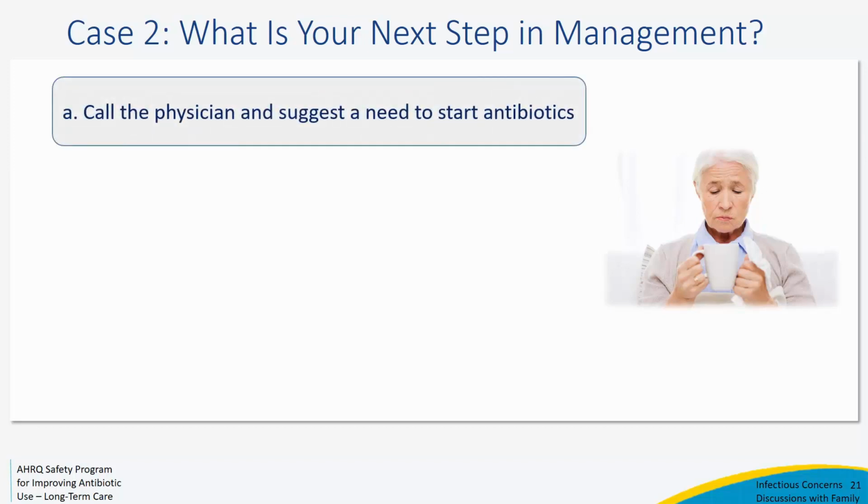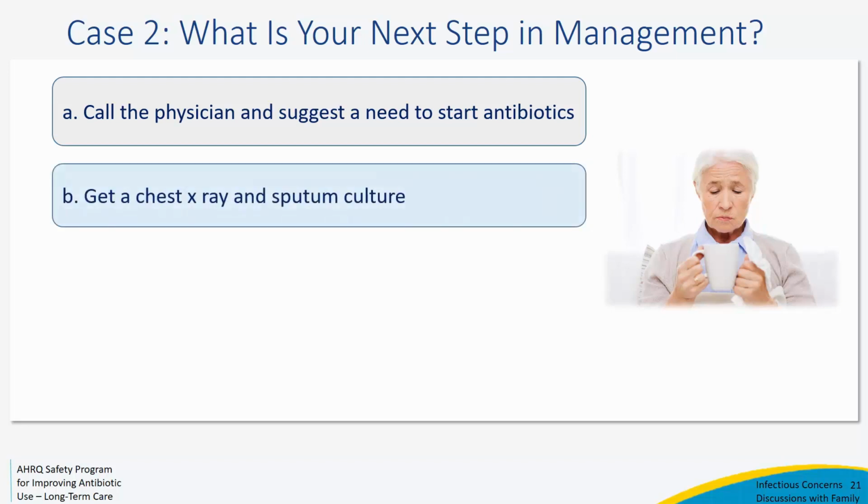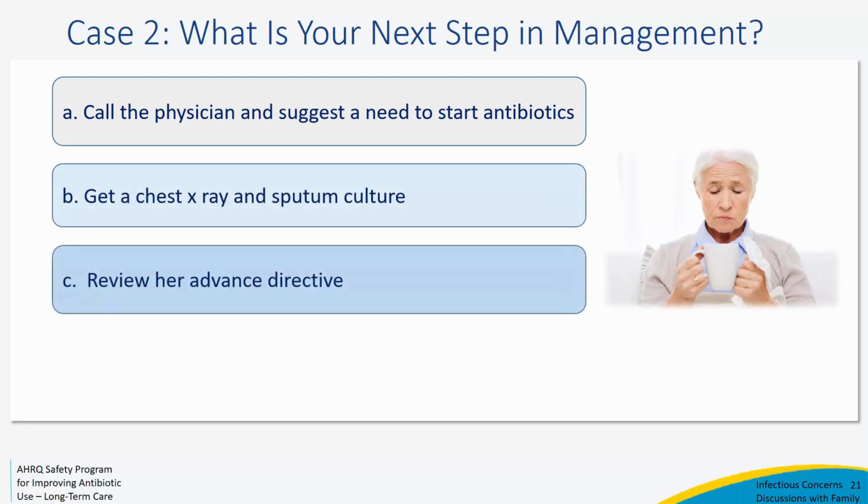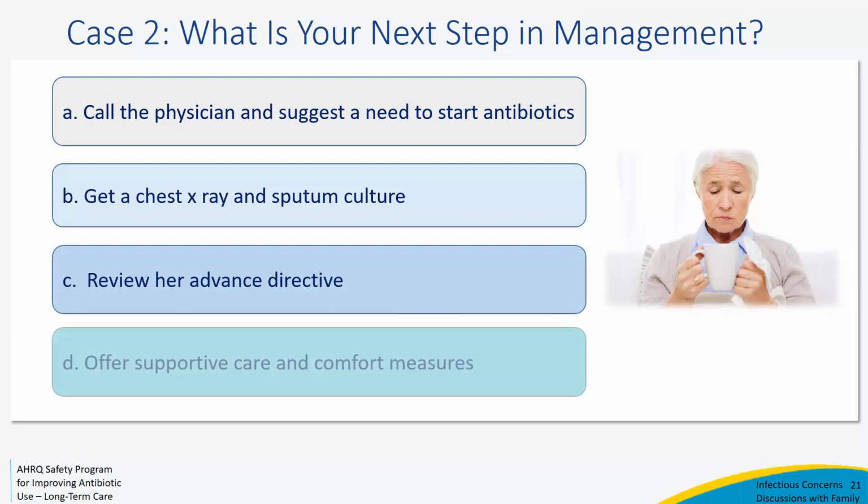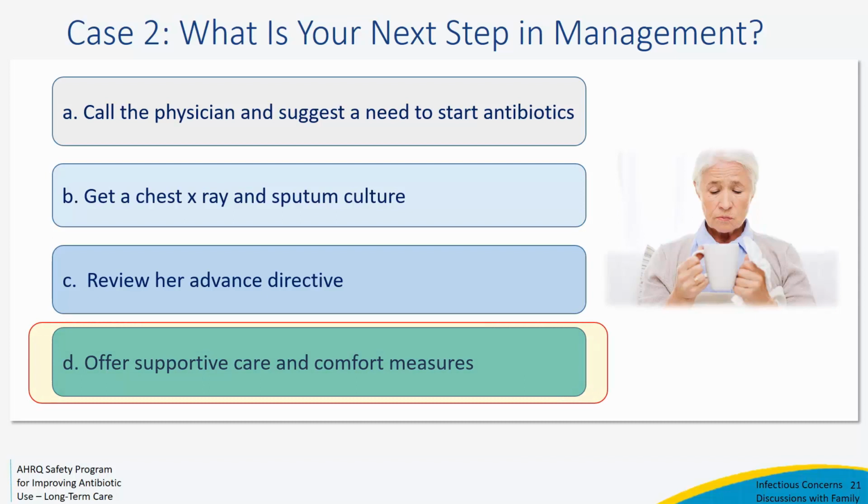Call the physician and suggest a need to start antibiotics. Get a chest x-ray and sputum culture. Review her advance directive. Offer supportive care and comfort measures. The correct answer is to offer supportive care and comfort measures. At this time, she has no fever and no worsening oxygen requirements. Other than the cough, she is at her clinical baseline.